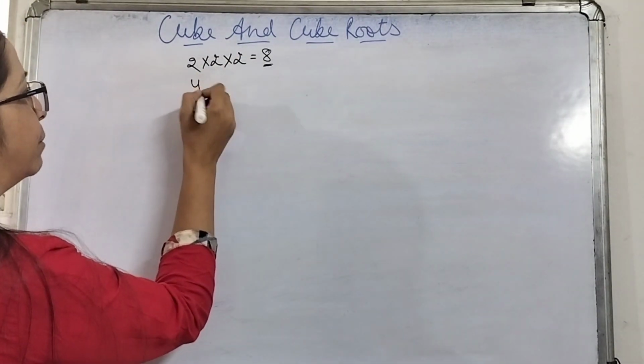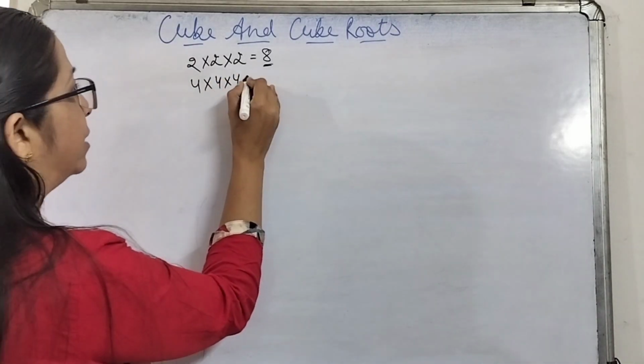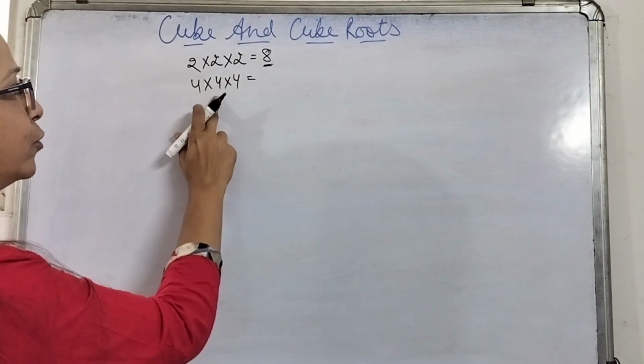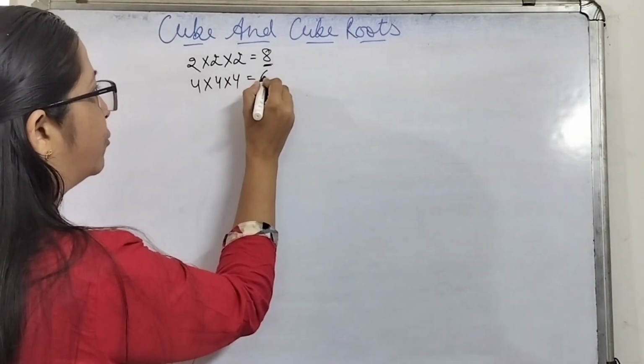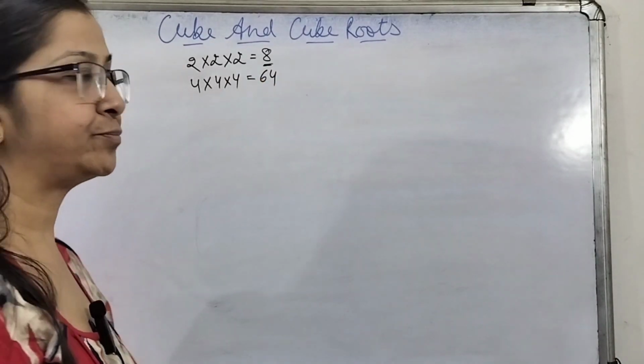Similarly, if we take the number 4, and we multiply this 4 three times, then the number we get will be: 4 4s are 16, 16 4s are 64. So we will say that 64 is the cube of 4.